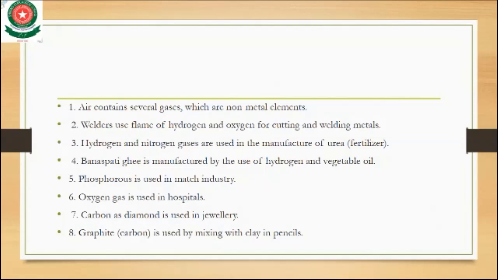Next is vanaspati ghee. It is manufactured by the use of hydrogen and vegetable oil. And as you know, hydrogen is a non-metal, so you can say that vanaspati ghee is manufactured by the use of a non-metal, which is hydrogen, and vegetable oil.